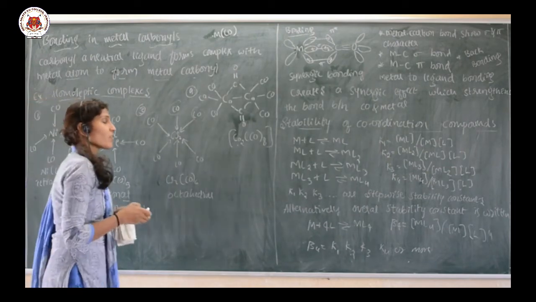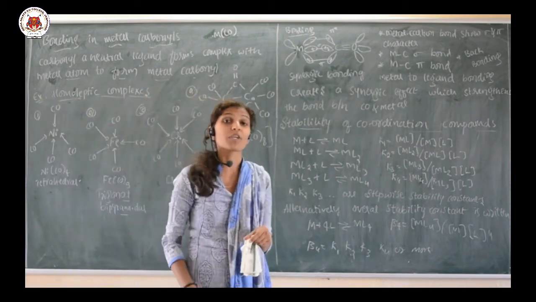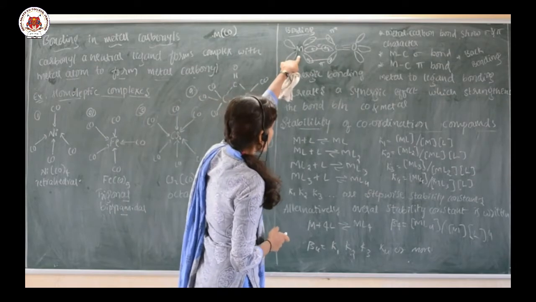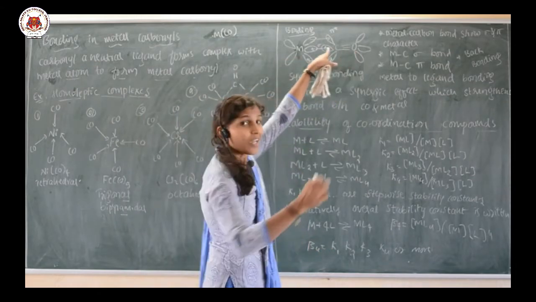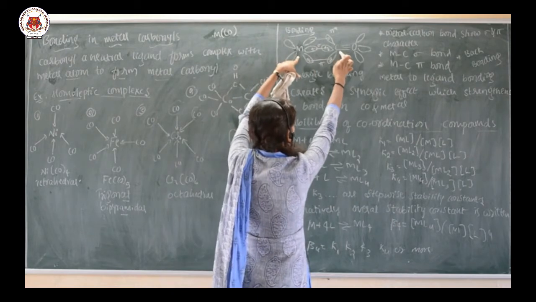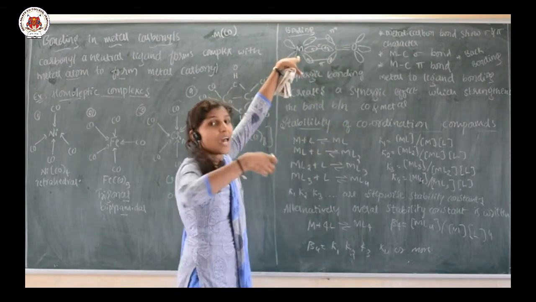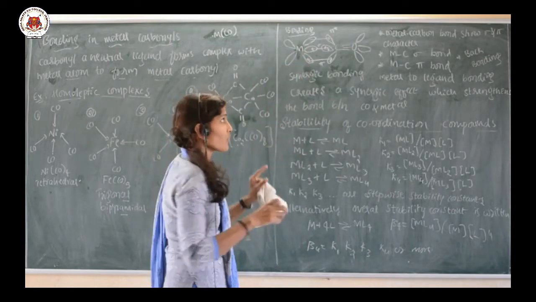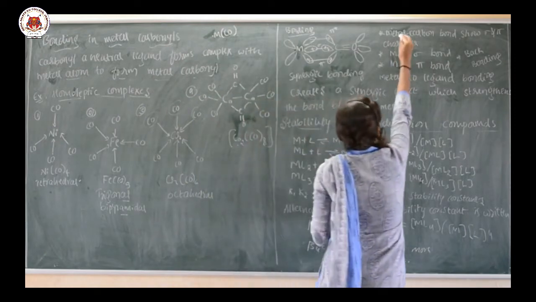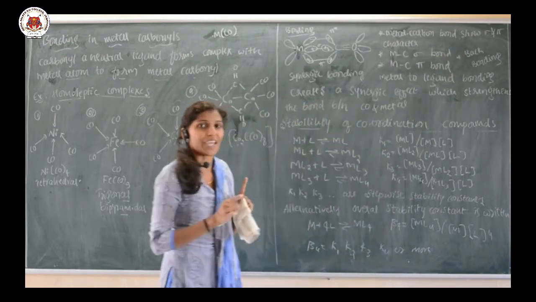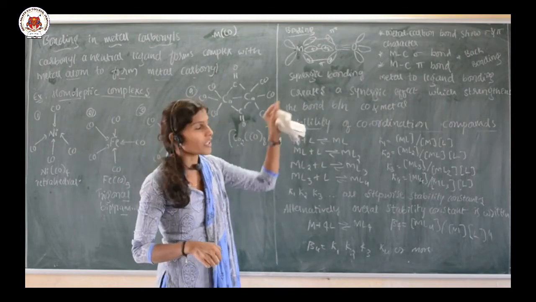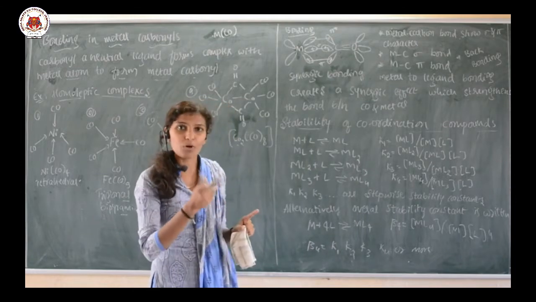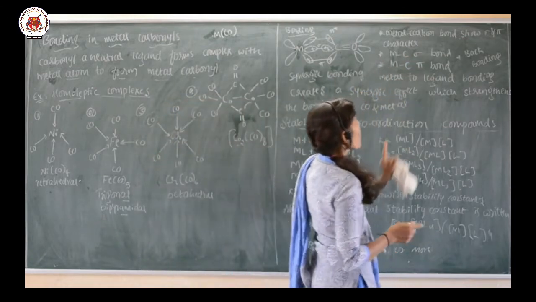Let us discuss how exactly the bonding takes place in metal carbonyls. Look at this: this is the metal and this is the carbonyl group, and there is a bonding between the metal and carbon. This bonding involves both types of bonds, sigma as well as pi bonds. That's why we can say the metal-carbon bond shows both sigma and pi character, because both bonds occur here.